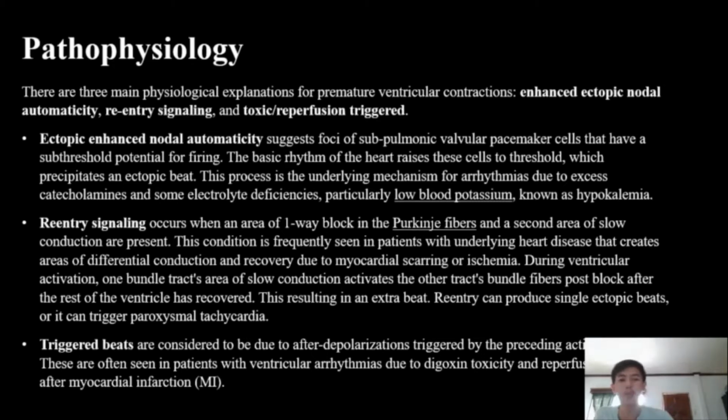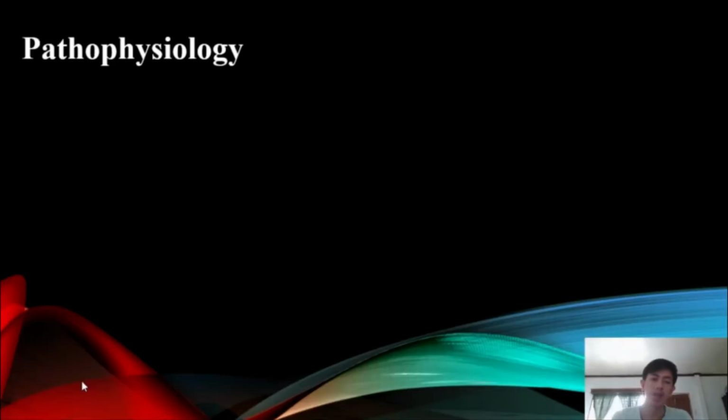The last type would be triggered beats, which are considered to be due to the after-depolarizations triggered by the preceding action potentials. These are often seen in patients with ventricular arrhythmias due to digoxin toxicity and reperfusion therapy after a myocardial infarction. To better understand the pathophysiology of PVC, here is a video on the process of the disorder.